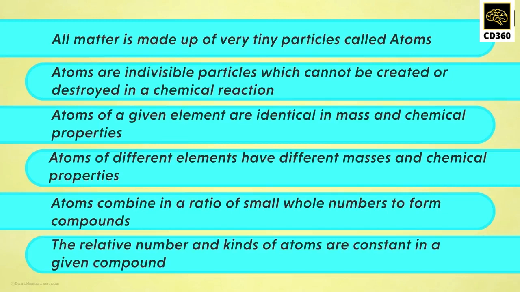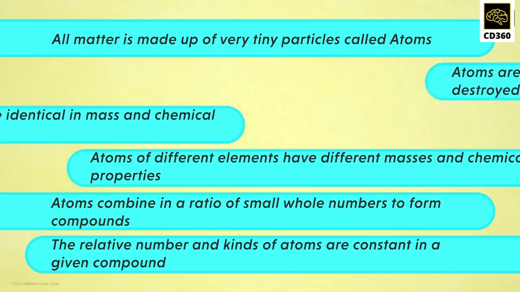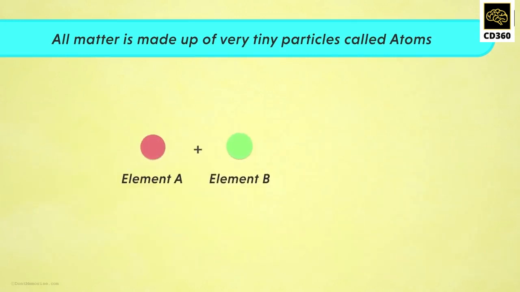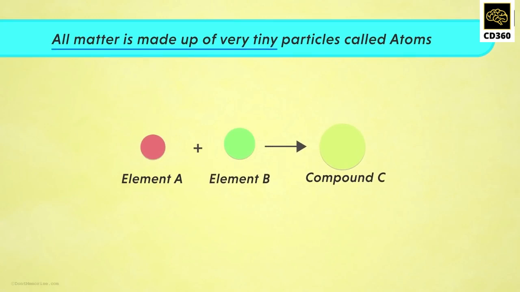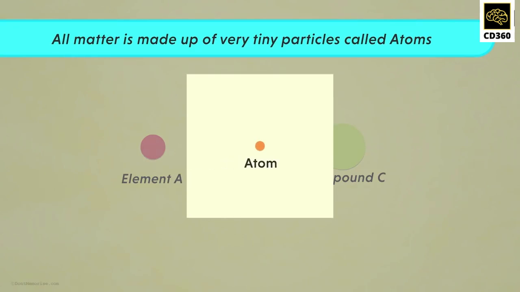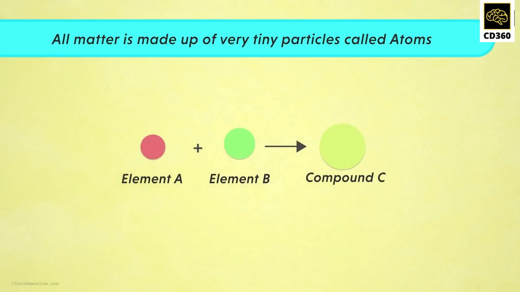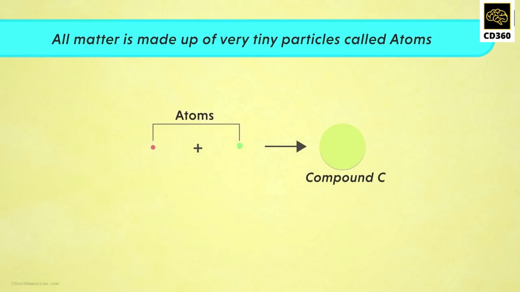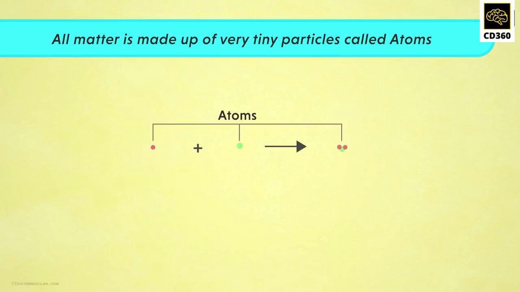I know I just rattled off the postulates. Don't worry, let us now understand each postulate one by one, taking the same example of elements A and B giving rise to compound C. The first point stated that all matter is made up of very tiny particles called atoms. It means that when we go on dividing matter into smaller and smaller sections, what we get at the end is atoms. So can we say that elements A and B are made up of atoms? Yes, in fact, compound C is also made up of atoms that have combined together. So the first postulate was very easy to understand.